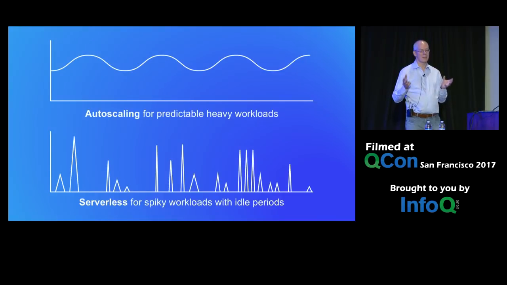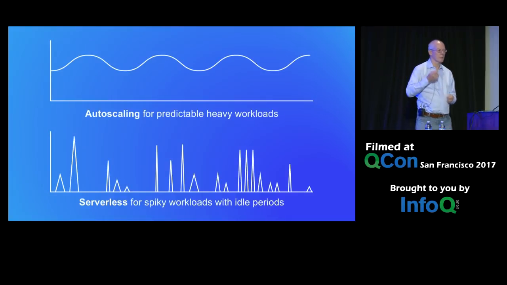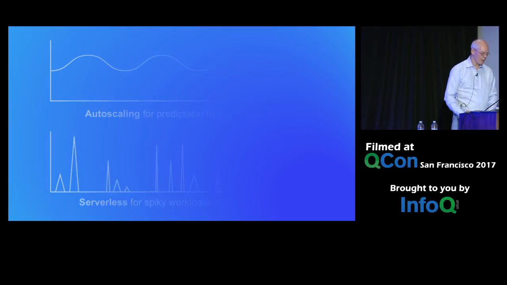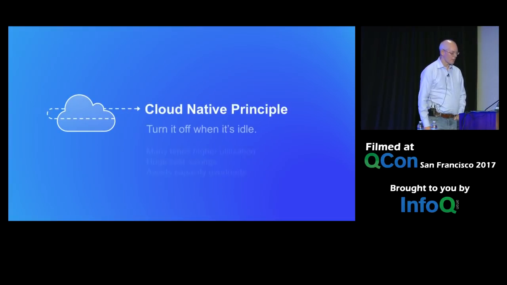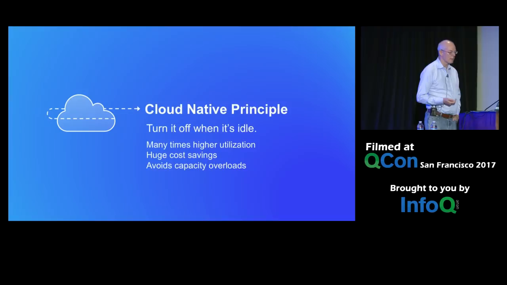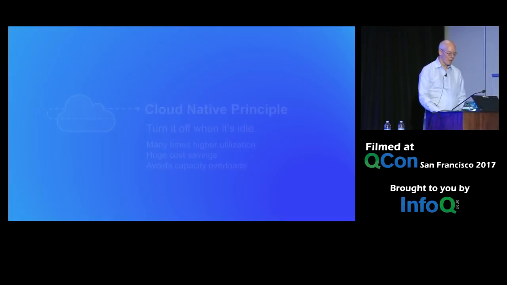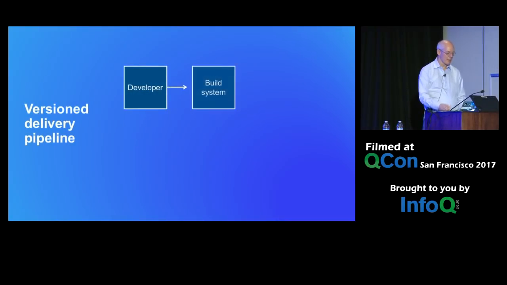And if you have something that doesn't need 6 machines, you should use serverless and just go down to have Lambda just create the machines when you need them. And it's a lot cheaper. Okay, so here's another principle. Turn it off when it's idle, many times higher utilization, huge cost savings, and it avoids capacity overloads. Okay? All right, let's just have a quick look at the way deliveries are done in the cloud.